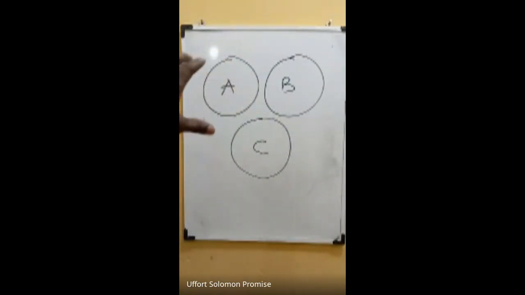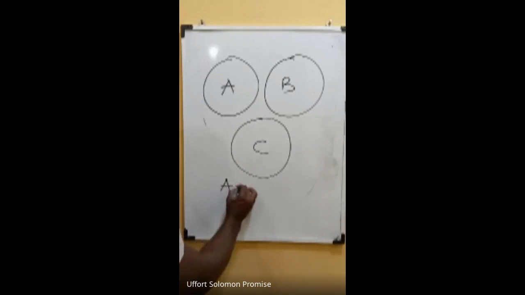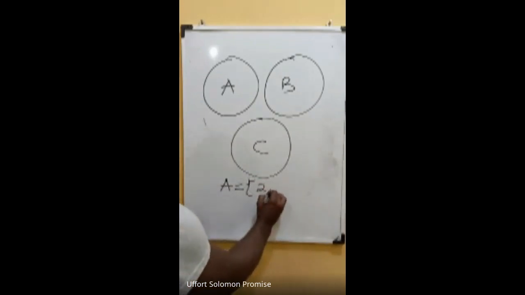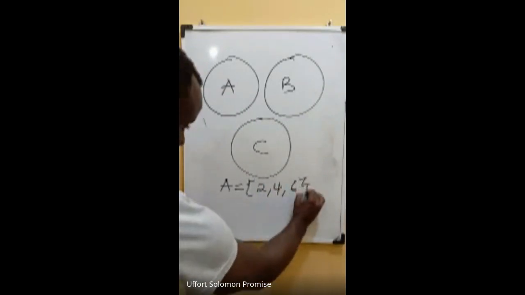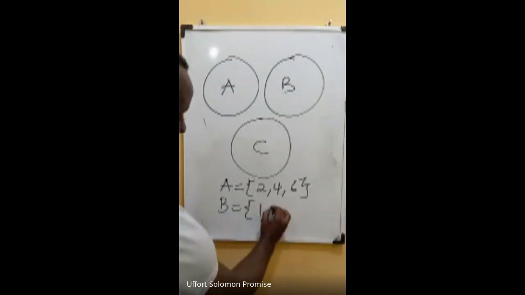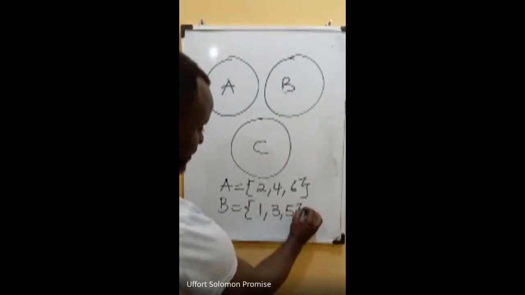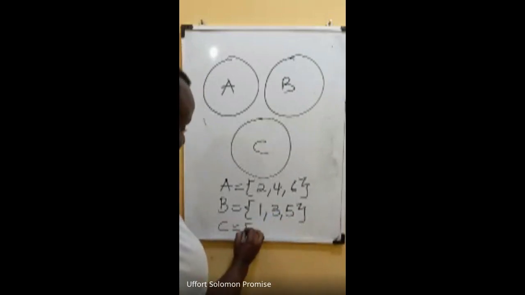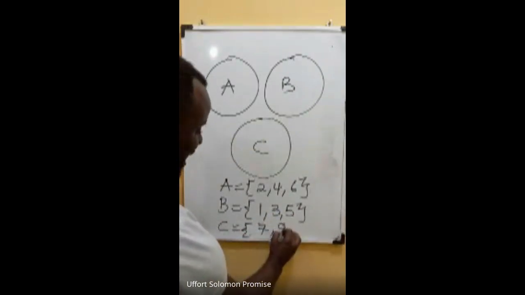Why is it this way? Because they have no intersection. Remember when I was talking about disjoint sets, I said disjoint sets are sets that do not have common elements. They don't have similar elements. And we gave an example. For example, if we have set A to have the elements 2, 4, 6, and set B to have the elements 1, 3, and 5, then set C to have the elements 7, 9, 11.